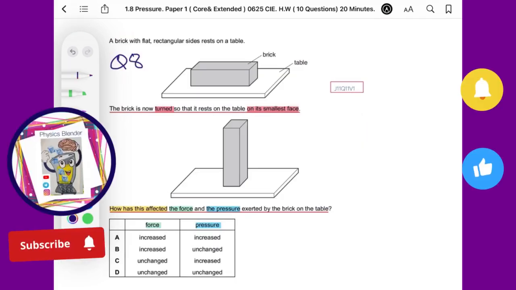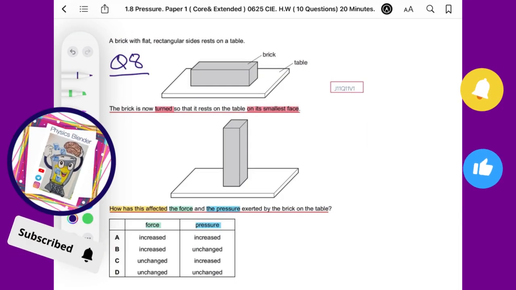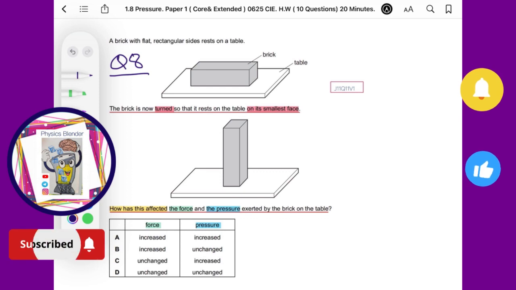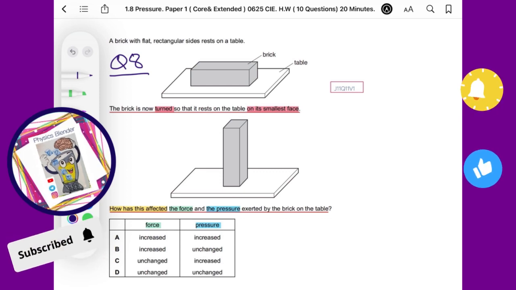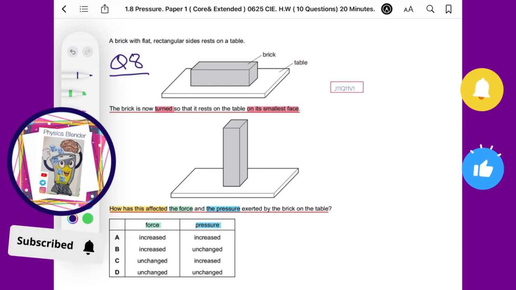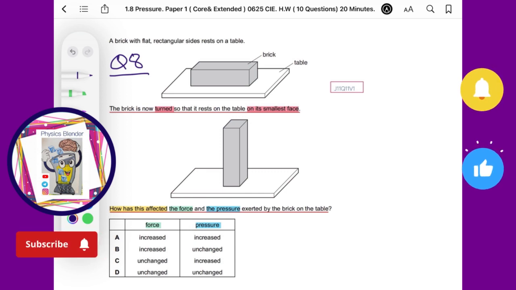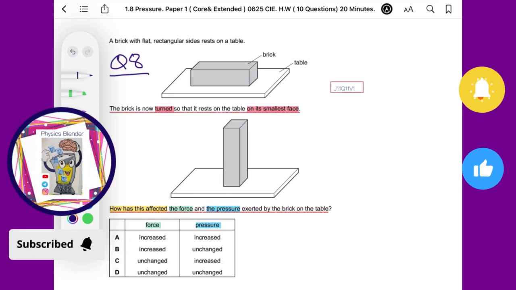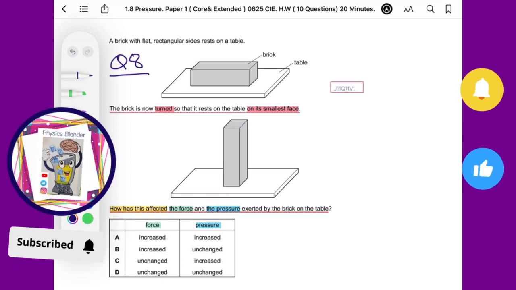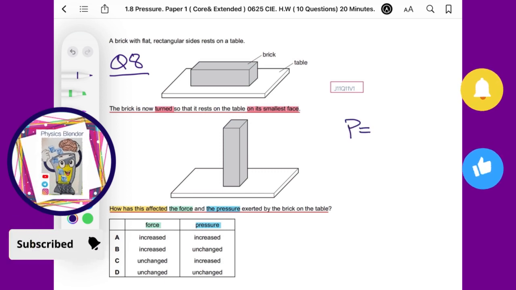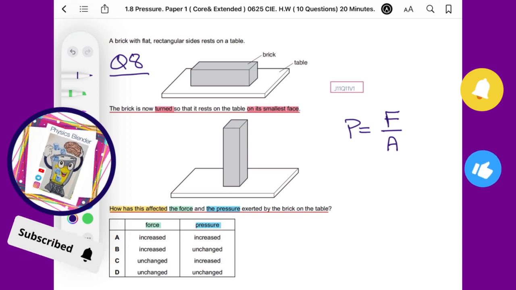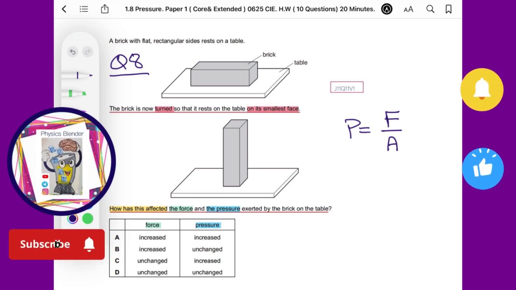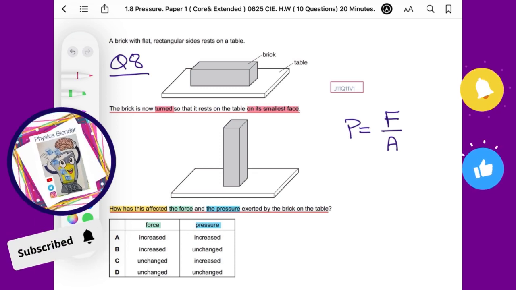Question 8, we have a brick with flat rectangular sides resting on a table. Now it is turned, so it rests on its smallest face. Now in this case, we are changing the contact area, the base area. Back to our equation. Pressure is equal to force divided by area, which is a constant factor here.